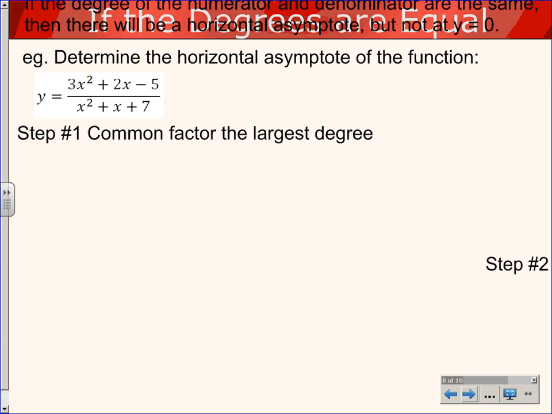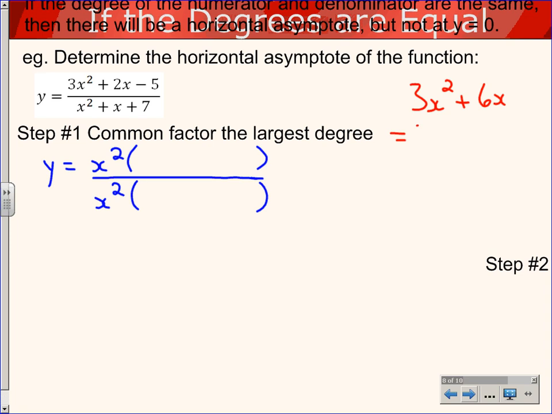Common factor the largest degree, it says, is the first step. So the largest degree is x squared, right? There's an x squared, and that's the largest degree. That means I have to factor out x squared from the top and bottom. That's weird because if I said to you common factor the top, 3x squared plus 2x minus 5, you'd say I can't. We'd look at that and say, I don't know how to common factor that. We can common factor things that look like this. Right? That you can common factor.